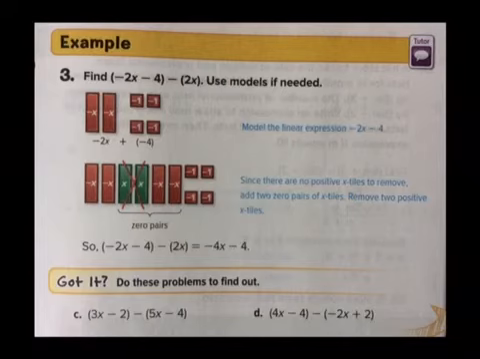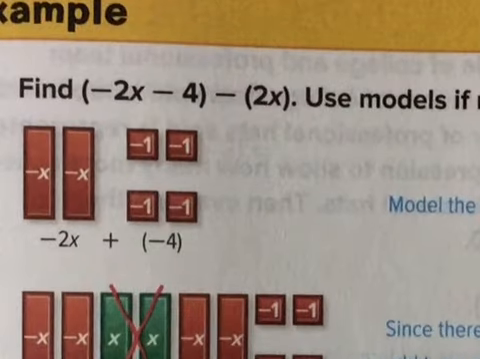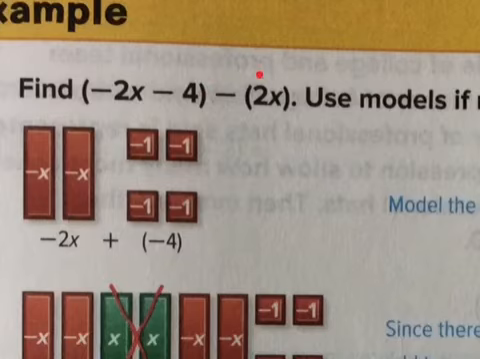Okay, for example 3, you can see that we have negative 2x minus 4 minus 2x. This minus 2x is going to take away these 2x's right there, right? I'm taking away 2x's, right? But these are positive, right? So I already have 2 negative x's. So if I'm going to take another 2x's away from this, I'm not taking away negative x's. Keep that in mind, okay? I am taking away 2 positive x's.